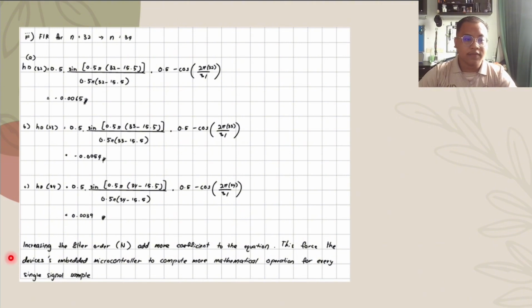So increasing the filter order N will add more coefficients to the equation. This forces the embedded microcontroller to compute more mathematical operations for every single sample. So this is for assessment 1, and I'm passing this to my partner Asrul for assessment 2.